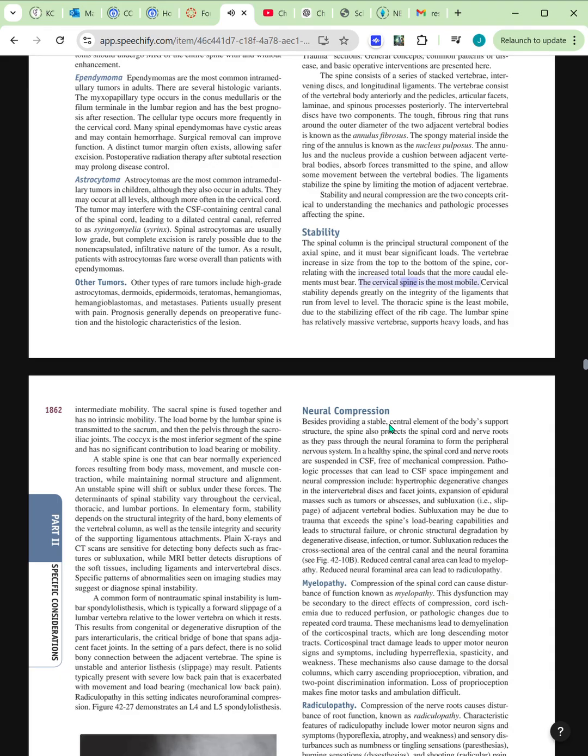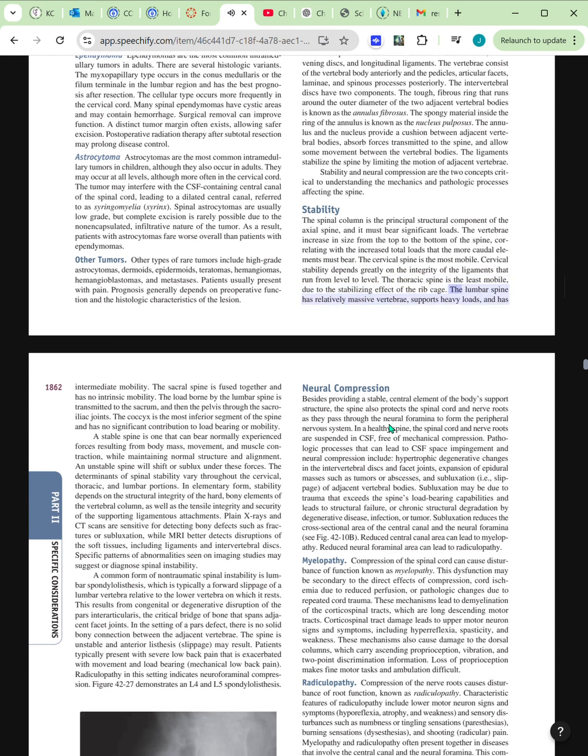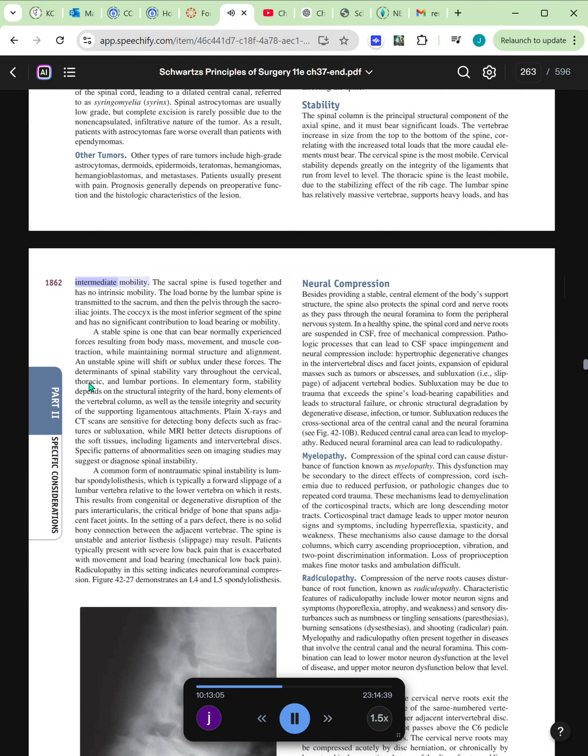The cervical spine is the most mobile. Cervical stability depends greatly on the integrity of the ligaments that run from level to level. The thoracic spine is the least mobile due to the stabilizing effect of the rib cage. The lumbar spine has relatively massive vertebrae, supports heavy load, and has intermediate mobility.